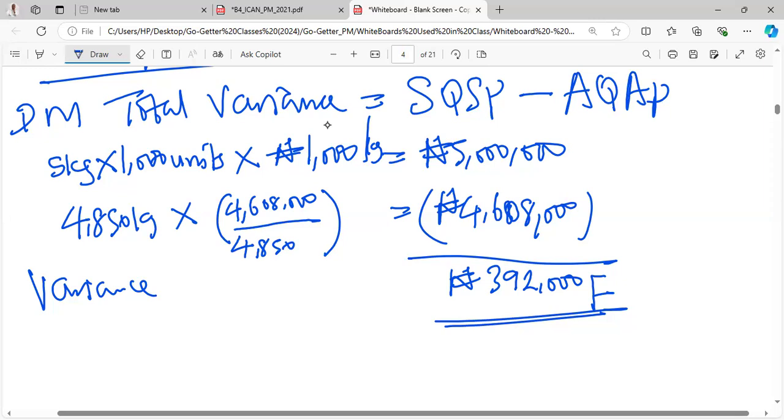So if this is what you spent and you spent it on this quantity, what is the price? The price is simply this amount divided by this quantity to give you one. It may be less than 1,000 naira. We don't know if we didn't divide. Just leave it this way. And now this is your standard, this is your actual. When you spend less, you have a favorable variance.